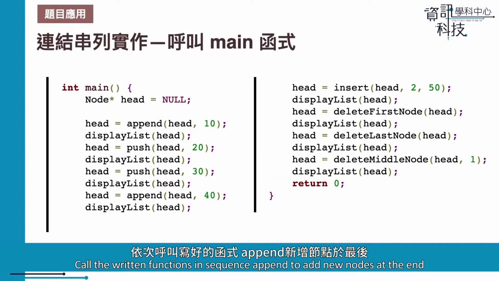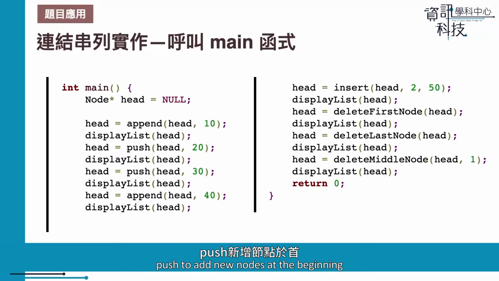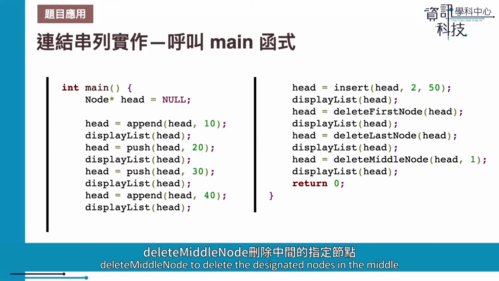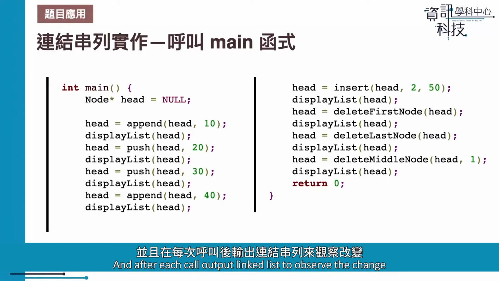Append to add new nodes at the end. Push to add new nodes at the beginning. And insert to add new nodes at the designated positions. Delete first node to delete the first node. Delete last node to delete the last node. Delete middle node to delete the designated nodes in the middle. And after each call, output the linked list to observe the change.